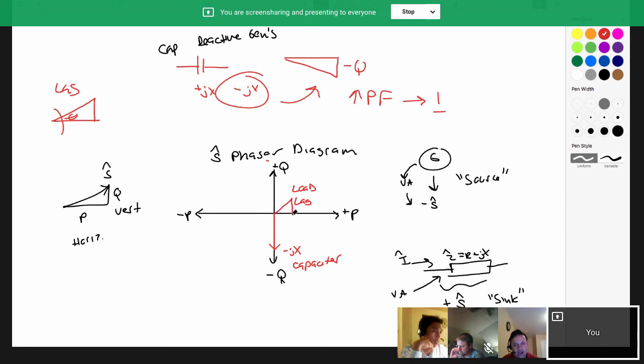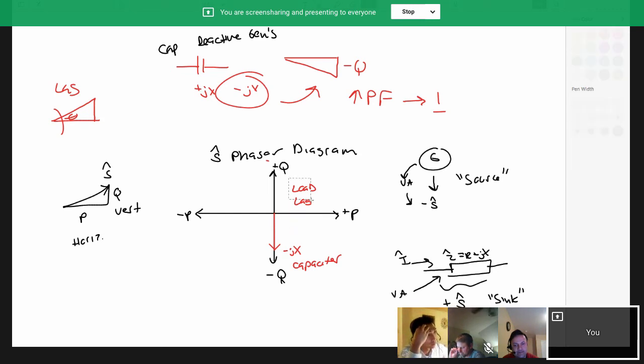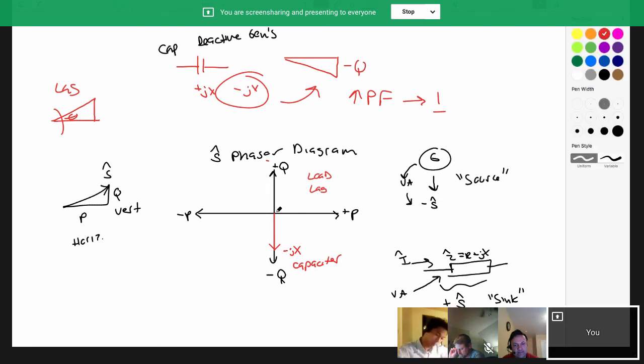How about that? Now I've got something. Let me draw a little better. How about, what's this? So now let's break it down. We've got plus P, right? We're consuming watts, aren't we? But we are delivering Qs. We're delivering reactive power.